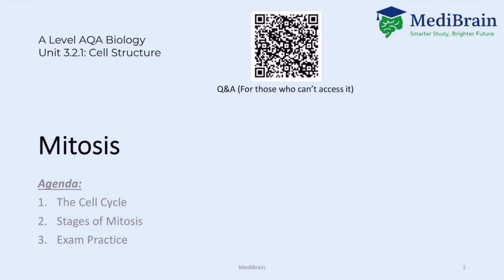Okay, and we're going to start off by looking at the cell cycle. We're then going to move on to the stages of mitosis. And then we're also going to be looking at the mitotic index. And then we're going to finish off by looking at three exam questions, which I've picked up from past papers.